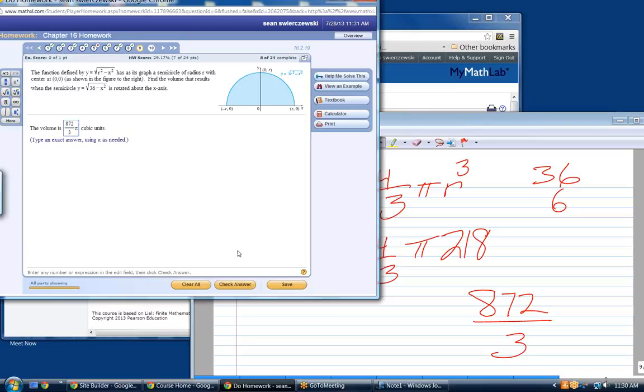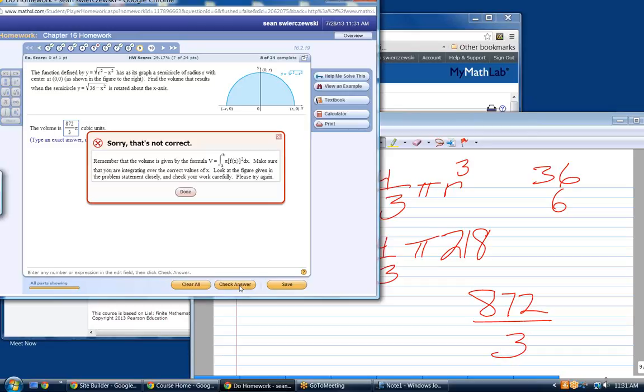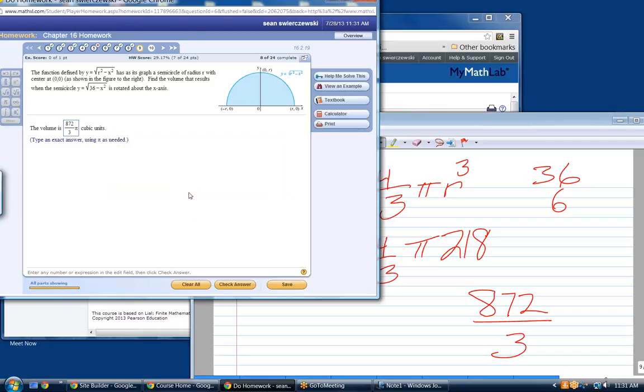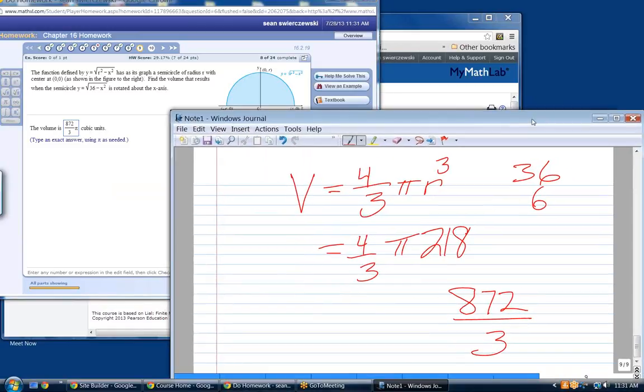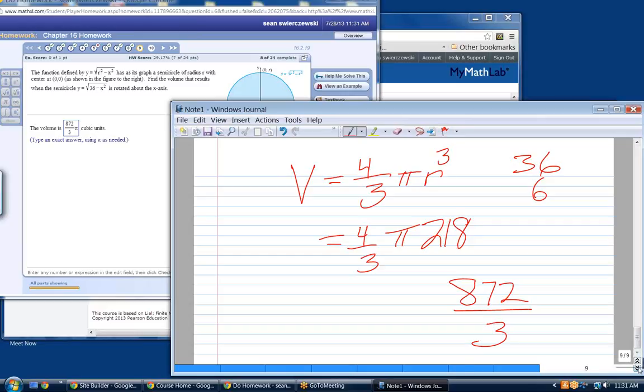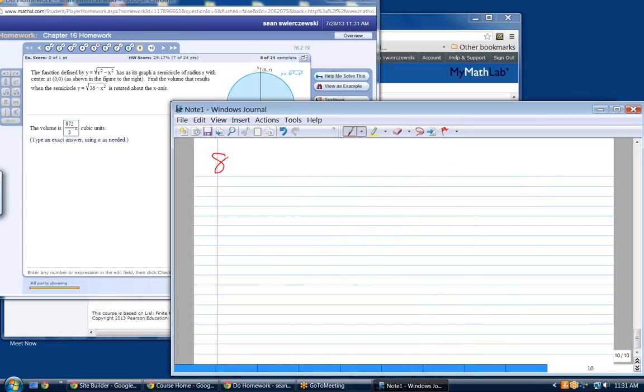I would have gone through the calculus way to do that if we hadn't already done 2 problems, so I know you know how to do it. Nice. So they make us do it? Yeah, but I don't know how they know. Okay, well, that's supposed to be the answer. Let's do it the calculus way. 872 over 3 pi. Wonder if I did the math wrong.